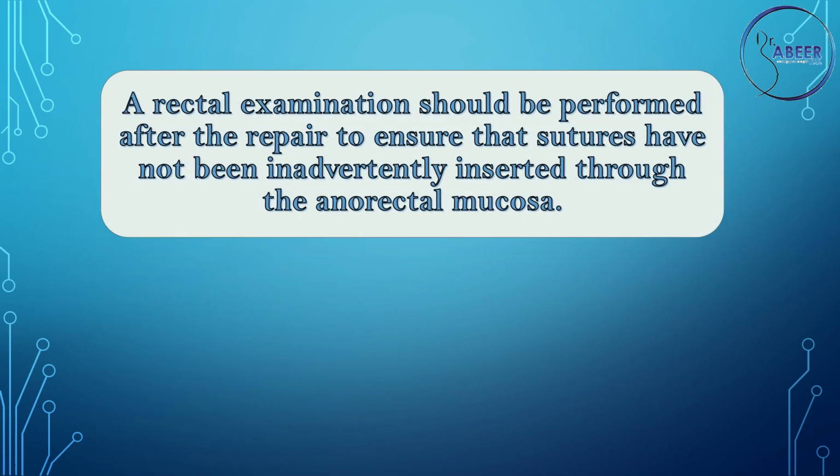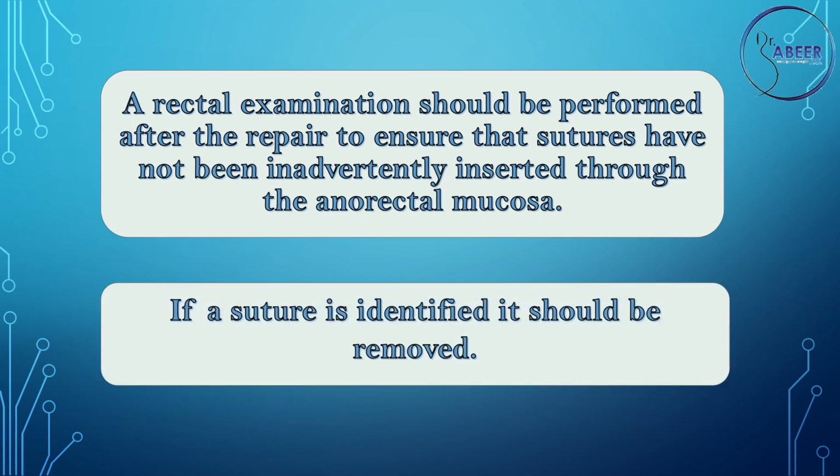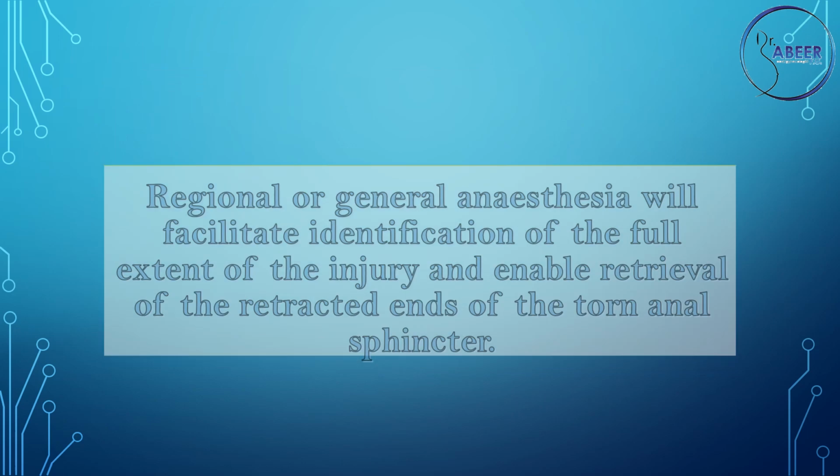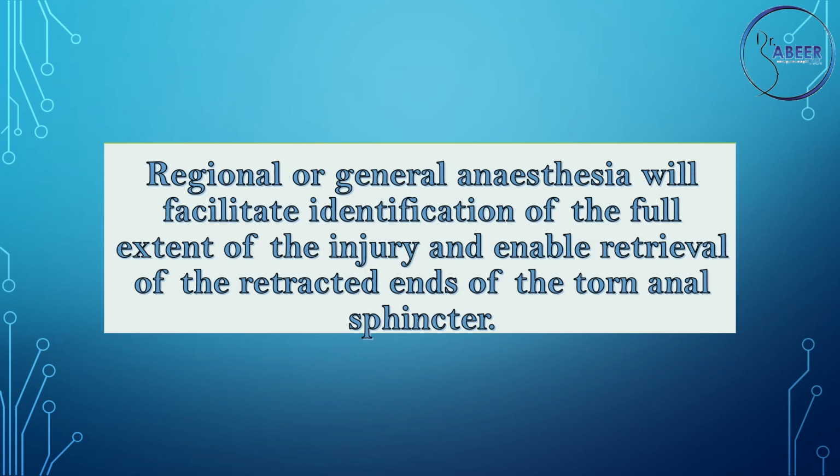A rectal examination should be performed after the repair to ensure that sutures have not been inadvertently inserted through the anorectal mucosa. If a suture is identified, it should be removed. Regional or general anesthesia will facilitate identification of the full extent of the injury and enable retrieval of the retracted ends of the torn anal sphincter.